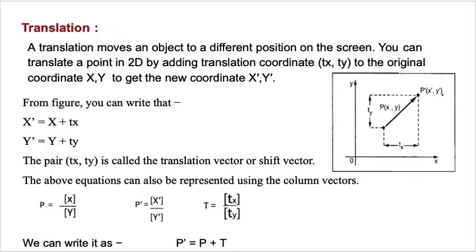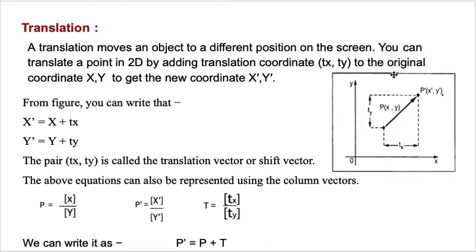Now the translation part. A translation moves an object to a different position on the screen. You can translate a point in 2D by adding translation coordinates, that is tx in the x direction and ty in the y direction, to the original coordinates x and y, to get new coordinates x dash and y dash. If the x and y coordinates are changed, they become x dash and y dash.